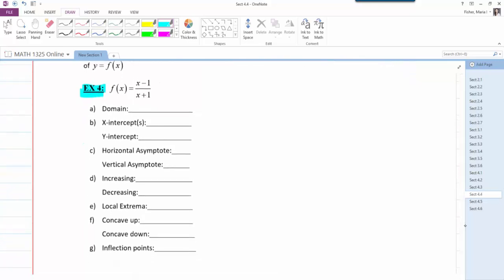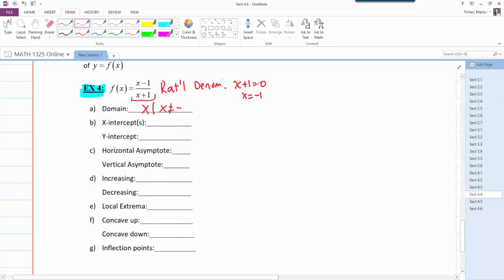So the first thing I want to do is find the domain. Well, what is the domain? This is a rational function. So in order to find the domain of a rational function, you set the denominator equal to 0 and solve for x. Any real number you obtain is a number that you exclude from the domain. So I'm going to say x such that x cannot equal -1, or in interval notation, -infinity to -1 union -1 to infinity. Either one of those is correct.